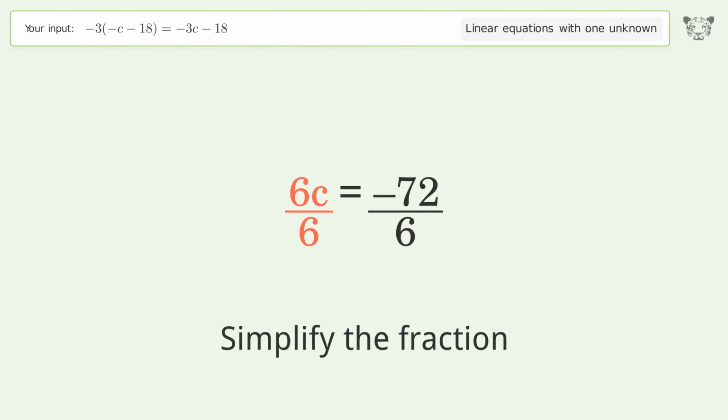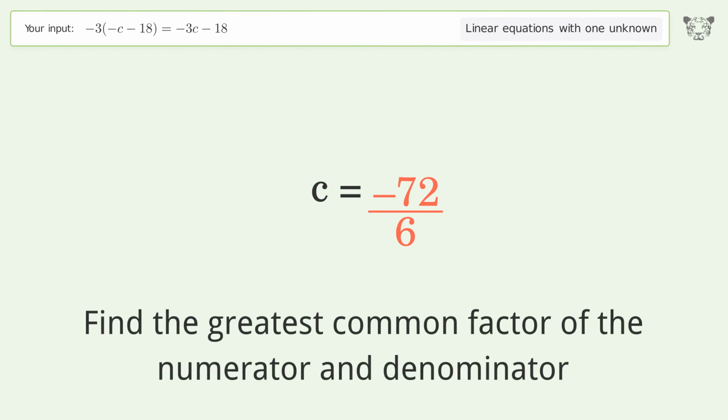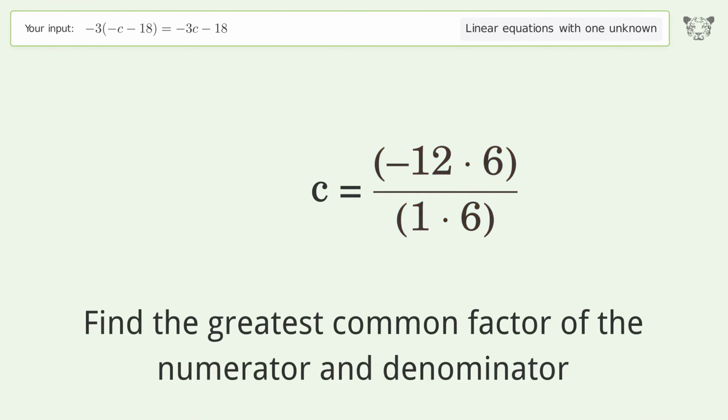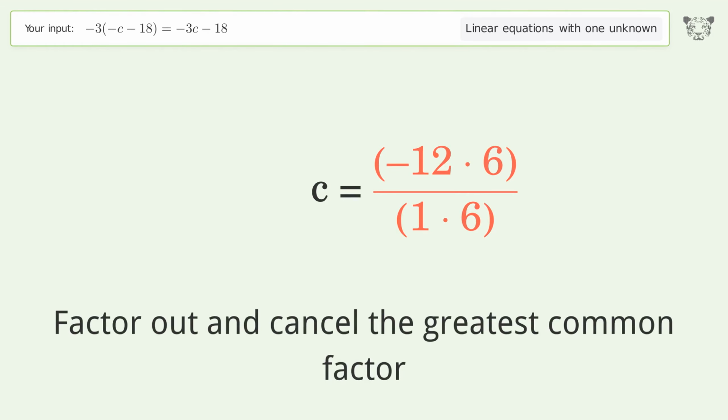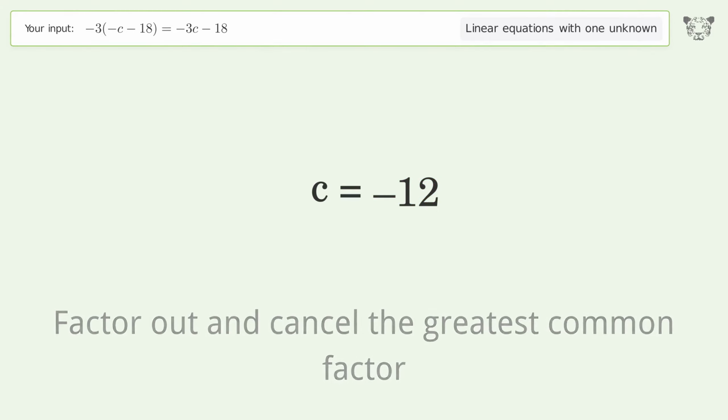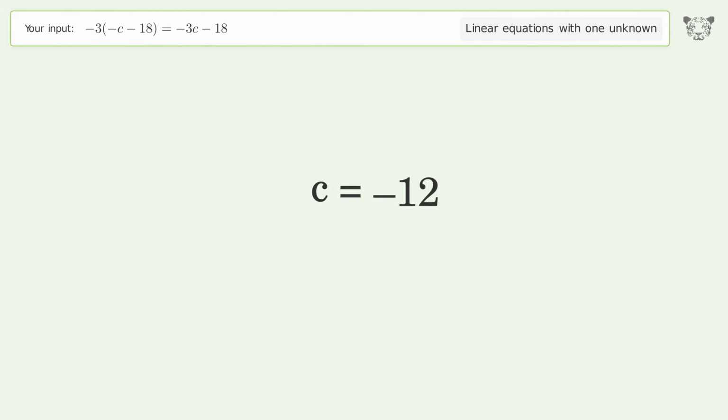Simplify the fraction. Find the greatest common factor of the numerator and denominator. Factor out and cancel the greatest common factor. And so the final result is c equals -12.